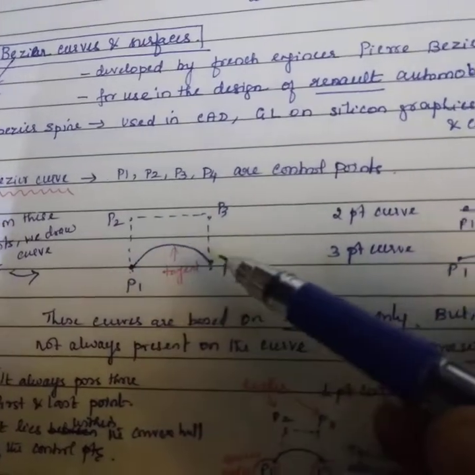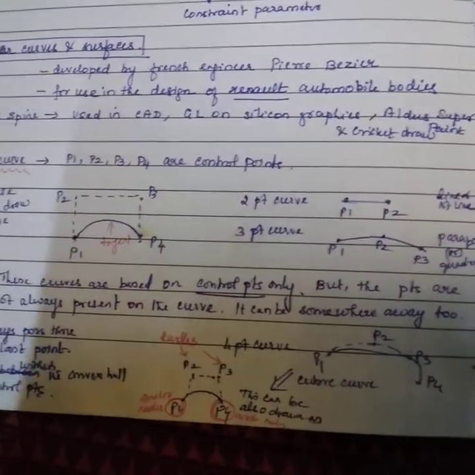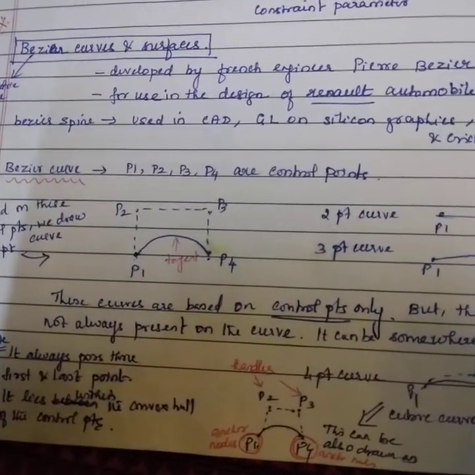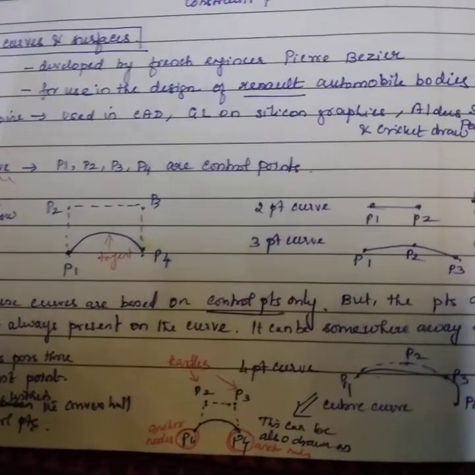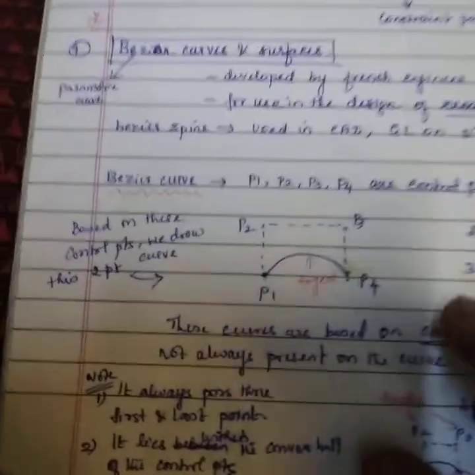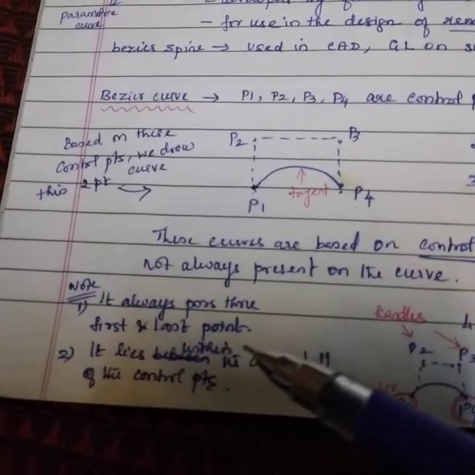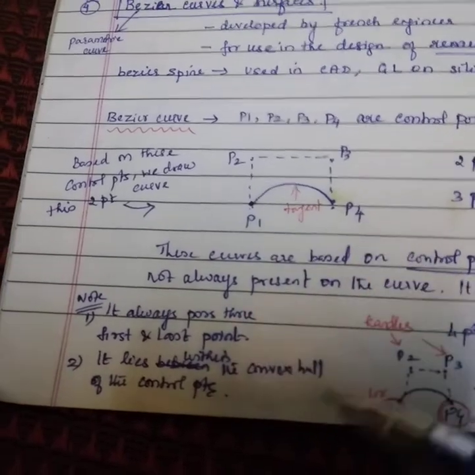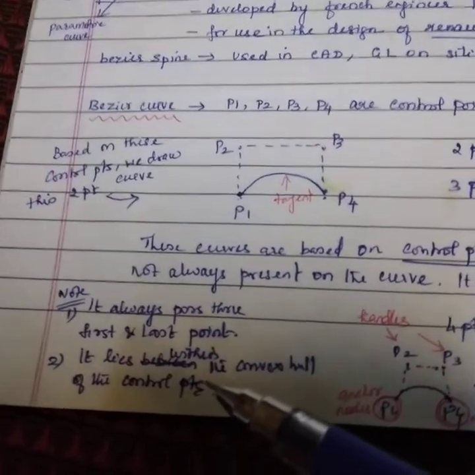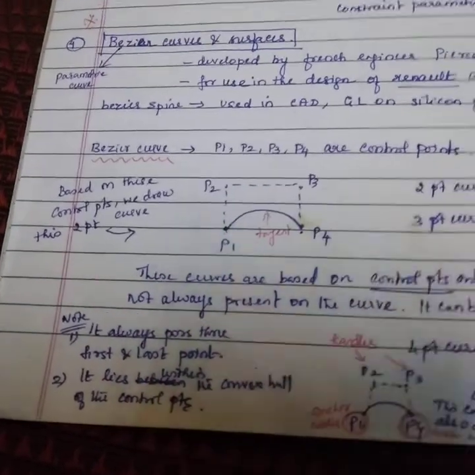These curves are based on control points only, but the points are not always present on the curve. They can be somewhere away also. We need to note these 2 points: it always passes through the first and last point, and it lies within the convex hull of the control points.